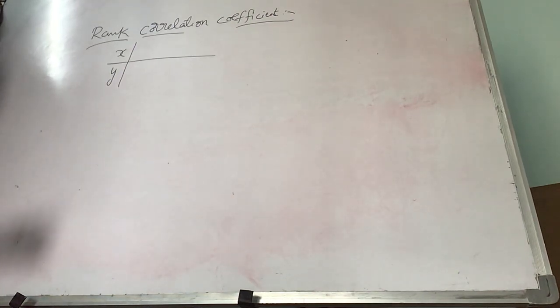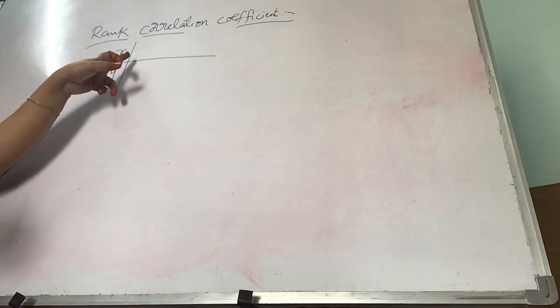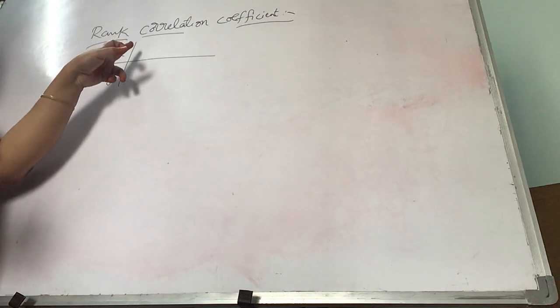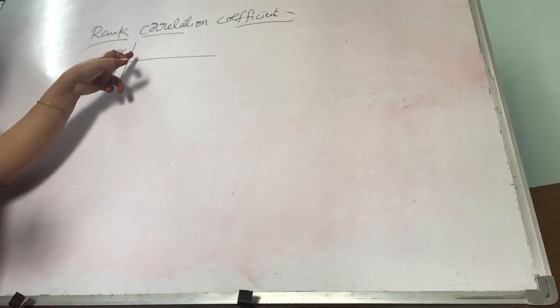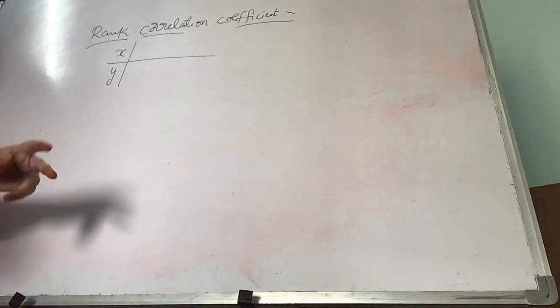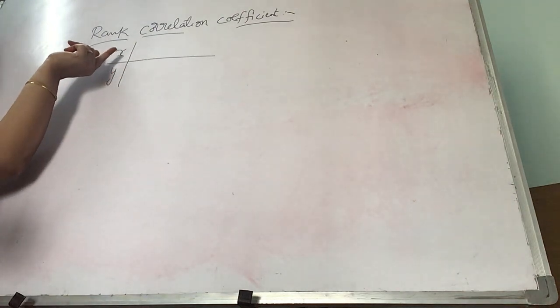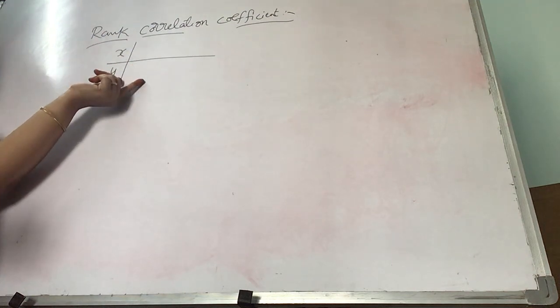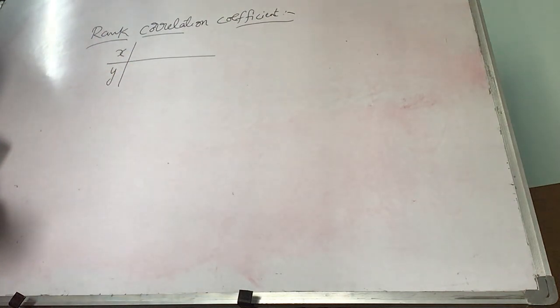When we give the first rank, for the highest marks we give the first rank, next highest mark second rank, next highest marks third rank, like that. For these observations also, we assign first rank to the highest value, second rank to the next highest value, third rank to the next highest value. Individually we give the ranks to the x values and ranks to the y observations also.